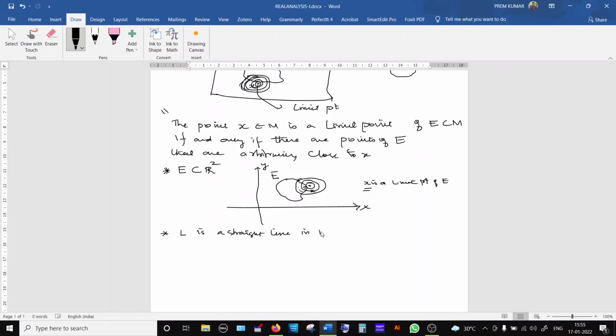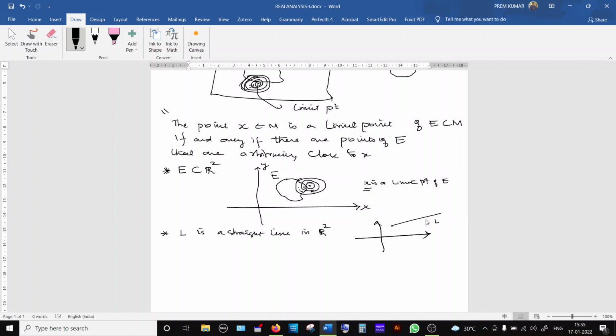Straight line in R square, same thing. Something like this. This is the x-axis, this is the y-axis, and this is a line. Suppose this is L; L is a set. I name this set a line, meaning just a line segment you can take like this. It has some definite boundary. Okay, it's a line segment.